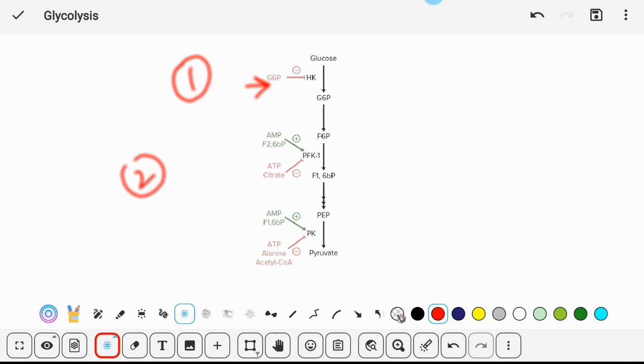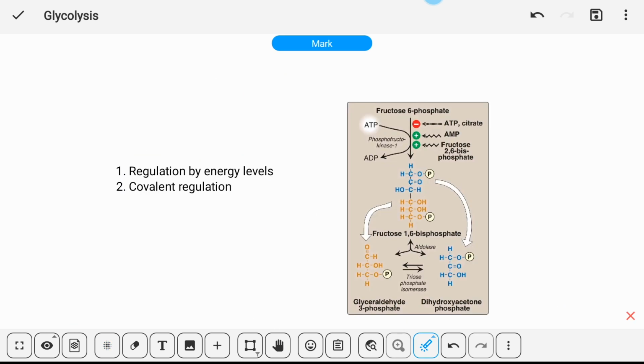Now we have the second regulated step of glycolysis carried out by the enzyme phosphofructokinase 1. This is the reaction where fructose 6-phosphate is converted into fructose 1,6-bisphosphate in the presence of phosphofructokinase enzyme. Regulation is done in two ways. First of all is the regulation by energy levels, and secondly we have the covalent regulation.